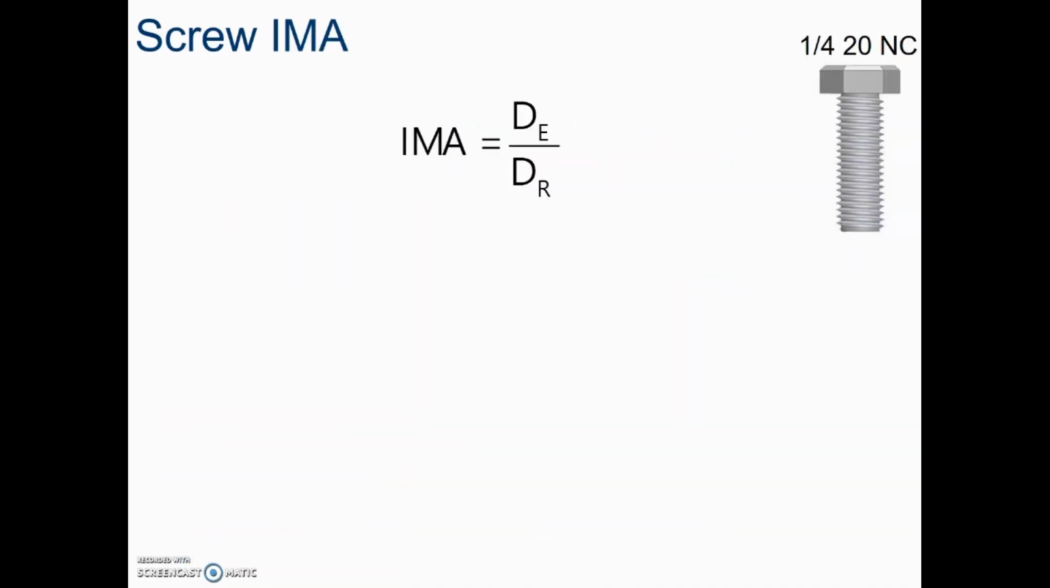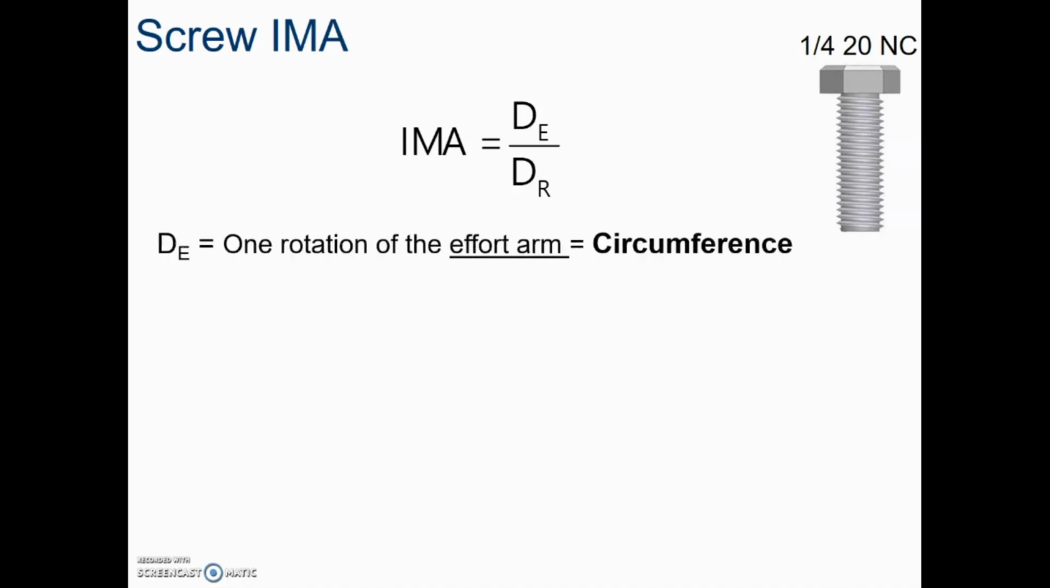So let's go through an example. Let's do IMA because it can be really specific for screws, and this is probably the most difficult part about calculating things related to screws. So we've got our IMA equation, dE over dr. We're going to modify that eventually to what screws look like.